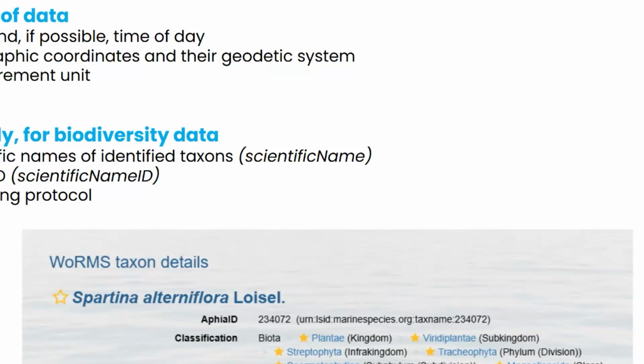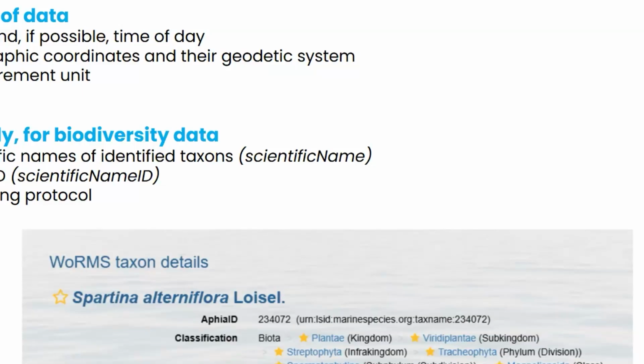So here I put a screenshot of the WoRMS website. If you don't know about it, it's a website where a lot, if not all, of the marine species around the world are inventoried with an AphiaID, which is like a permanent ID for a specific scientific name. So let's say in 20 years, Spartina alterniflora was to change its scientific name for whatever reason. If we still have the AphiaID, we can trace back the changes that were made.